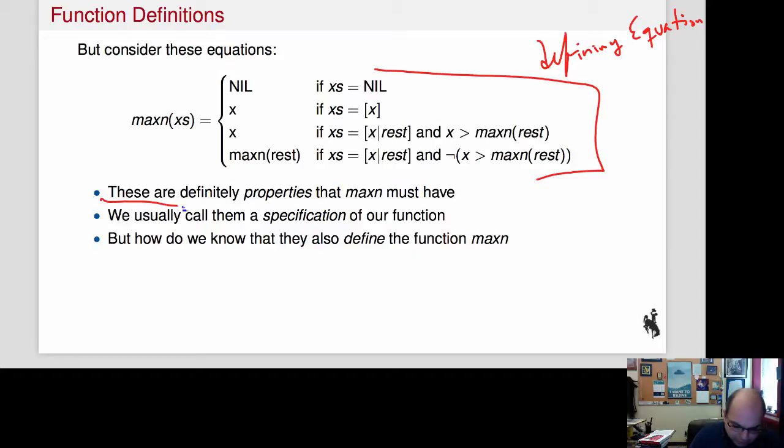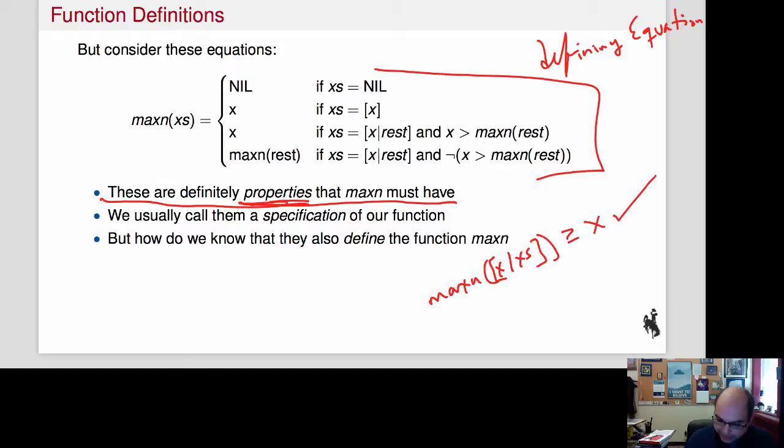So here's what I can guarantee, and this is a different perspective: at the very least, this is something that tells me some properties that max n must have. As an example, I might give you this property: max n of x followed by x's must be greater than or equal to x. That is a property, okay? It is not a defining equation. It doesn't define what max n does. It just tells me something that's true.